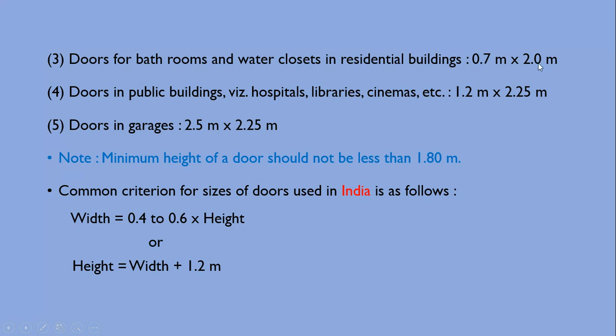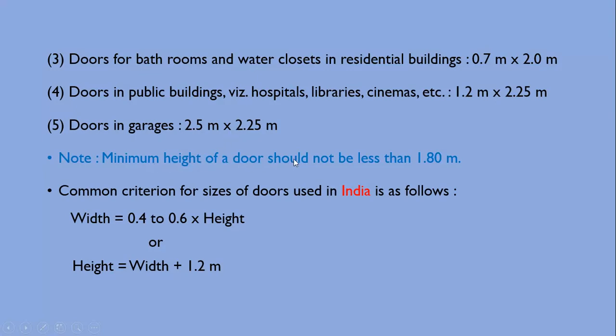The width is reduced, and the height is also reduced in the case of bathrooms and WCs, because these bathrooms and WCs are smaller compared to normal rooms. Doors in public buildings, hospital, library, cinema, trade city, are 1.2 meter by 2.25 meter. Doors in garages are 2.5 meter by 2.25 meter. Garages, meaning a vehicle should be able to go in and out. For that purpose the size is more.